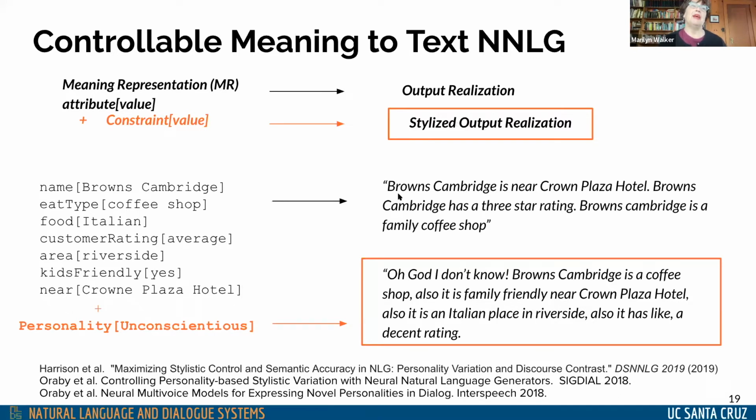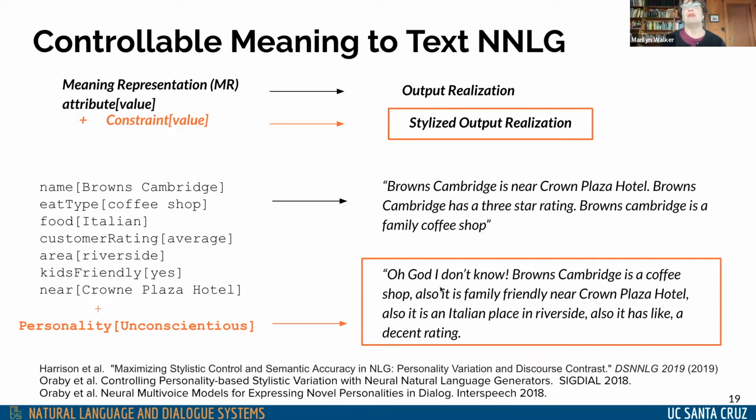So for example, we have a large corpus that's labeled with personality attributes. So if we add this personality, unconscientious, to the training data and we give it training instances for unconscientious stylistic output, we then would be able to produce personality unconscientious at generation time.